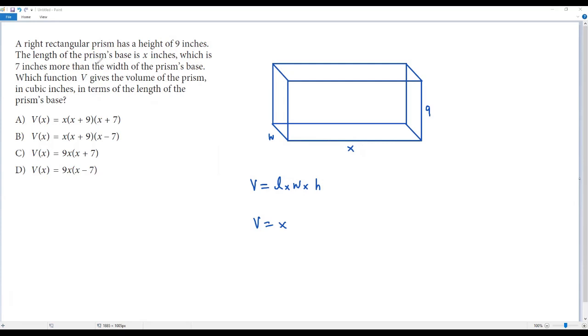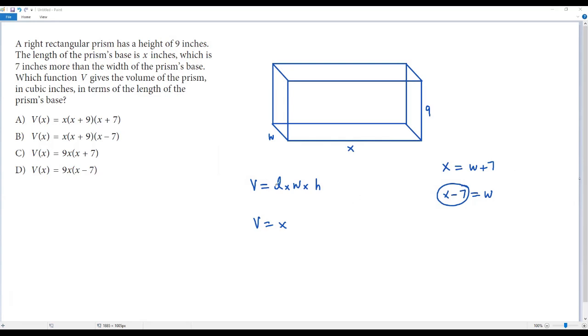Now let's consider the information we have over here. The length of the prism's base is x inches, which is 7 inches more than the width of the prism's base. That is, the length of the base x equals 7 inches more than the width, that is w + 7. Now let's solve for w in this equation. For that we have to subtract 7 from both sides. Then I'm getting x - 7 equals w.